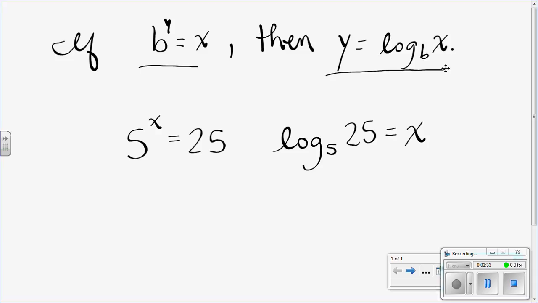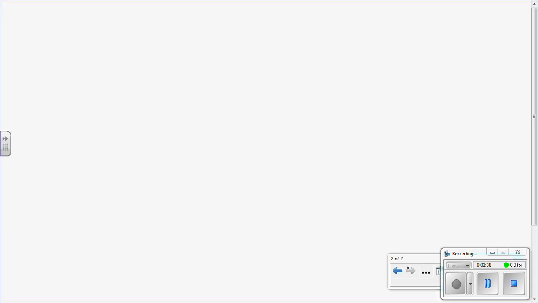Alright, let's look at some of the properties of logarithms. Can you go over the rules today? Yeah, we're going to talk about the rules and properties.